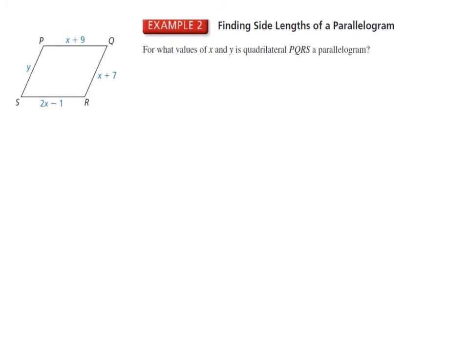All right, our next example has us setting up equations again. So finding side lengths of a parallelogram: for what values of x and y is quadrilateral PQRS a parallelogram? So again, we're going to use our properties. So we know that x plus 9 opposite of 2x minus 1 must be congruent because opposite sides of a parallelogram are congruent. And then y equals x plus 7.